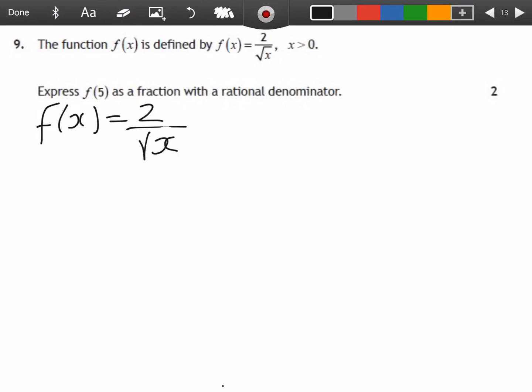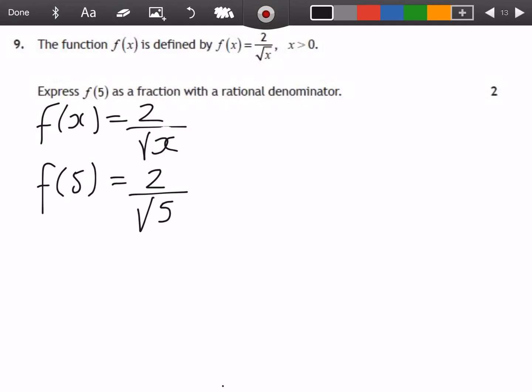2 over root x. It says express f of 5. So it's got a 5 in the bracket instead of an x. Remember, this comes up as a function question sometimes. They've replaced the x inside the bracket with the number 5. So what does that mean you do? You replace the x with a number 5. So you're subbing in 5 instead of x. And that's what you've got.